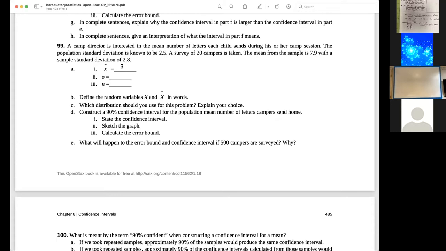So now you know how to write down those numbers. Just make sure you put the right numbers in the right boxes. I also wrote down in my paper the sample standard deviation of 2.8. Whether or not we'll use that, I don't know.